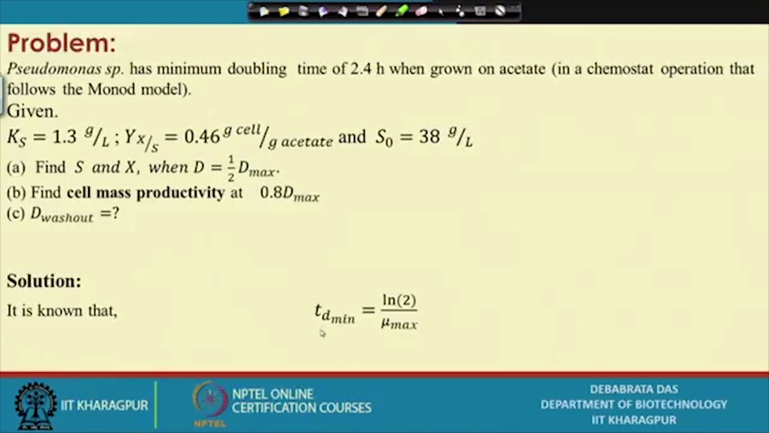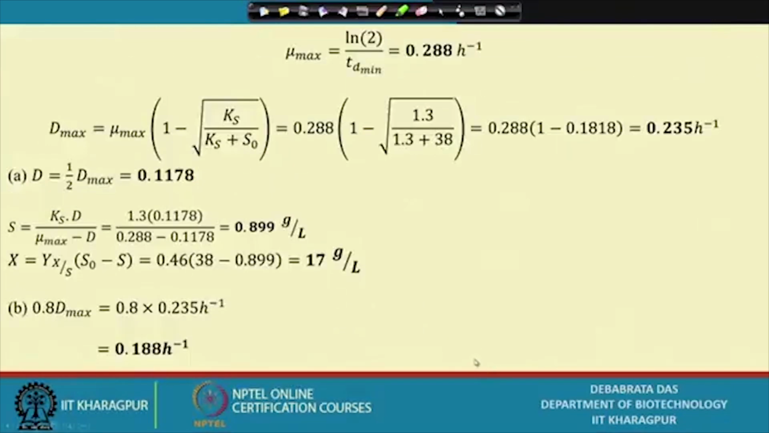So what we have written here, the minimum doubling time can be written as ln2 by mu max, and then we can find out what the mu max value is. Once we know the mu max value, we can find out the Dmax value. Once we have the Dmax value, we can find out the D value equal to half Dmax. This is 0.2 per hour, am I right? And then S value we can find out: Ks D by mu max minus D, where D is nothing but half Dmax. So we can put this value, we can find out x equal to this, when we consider the sterile feed.